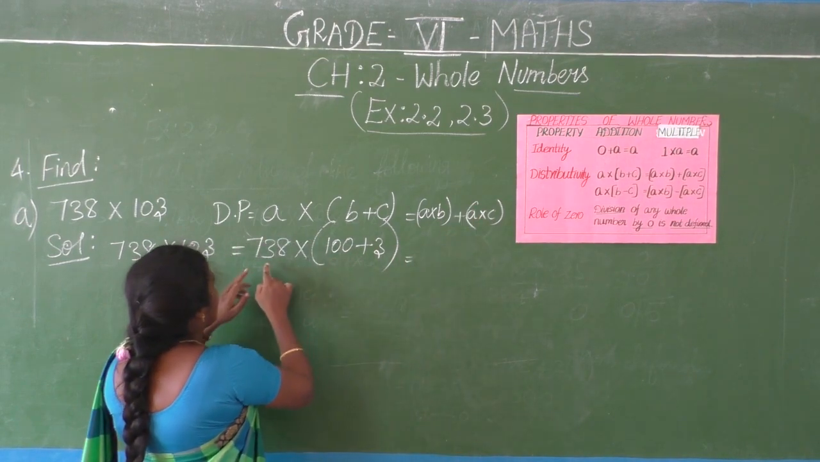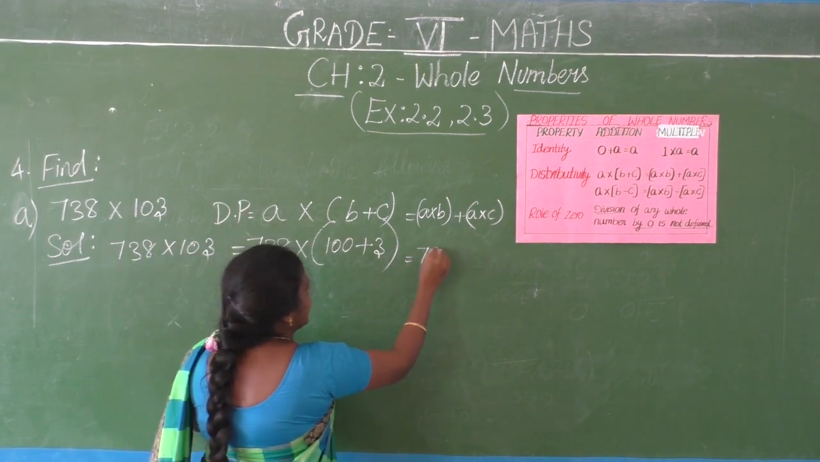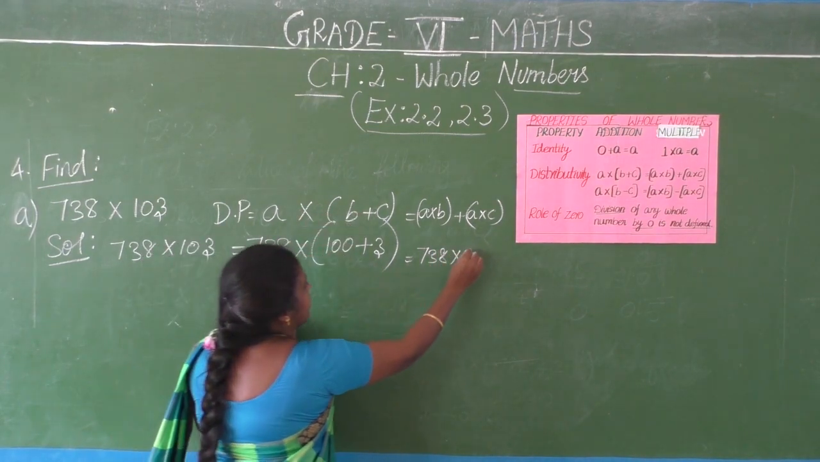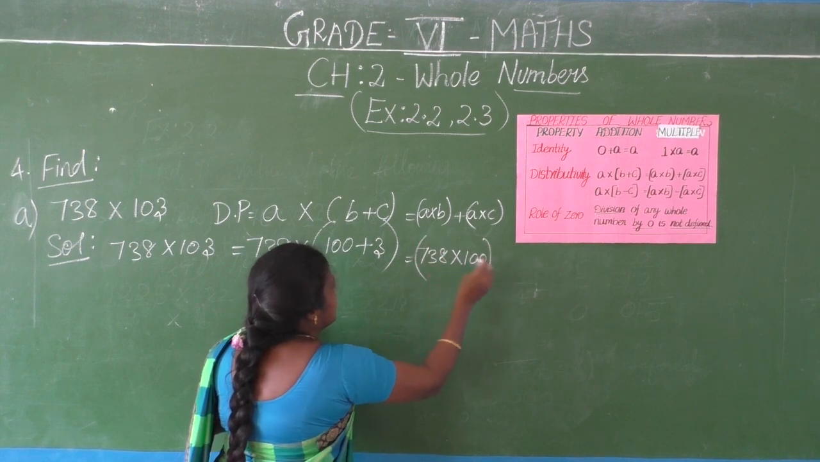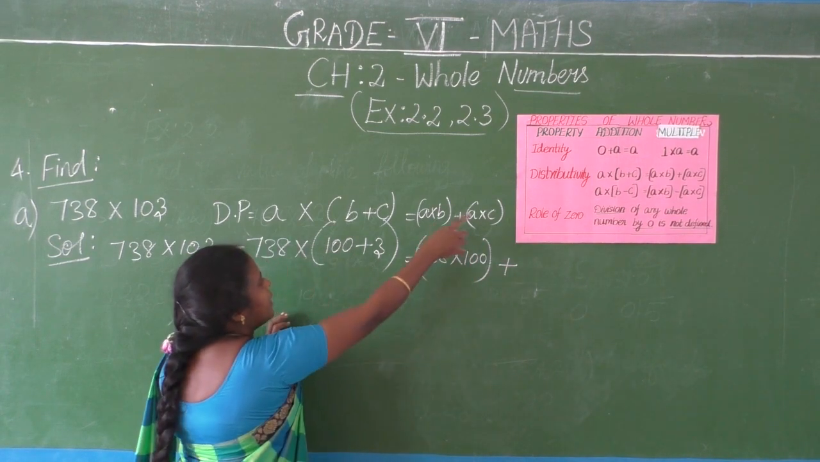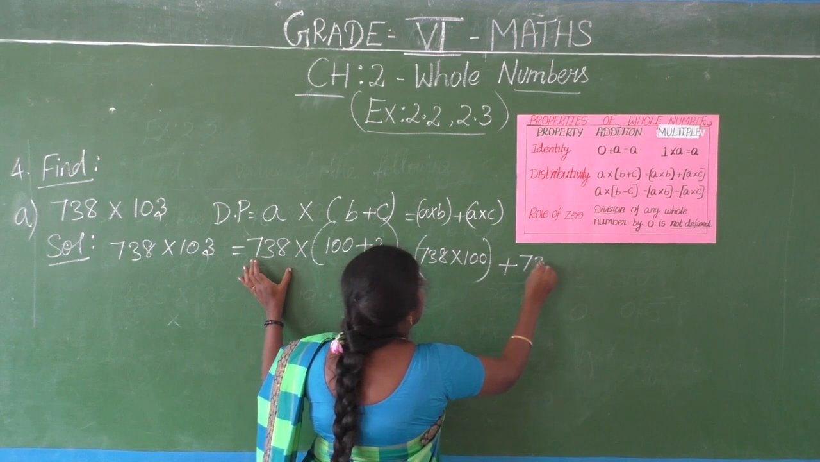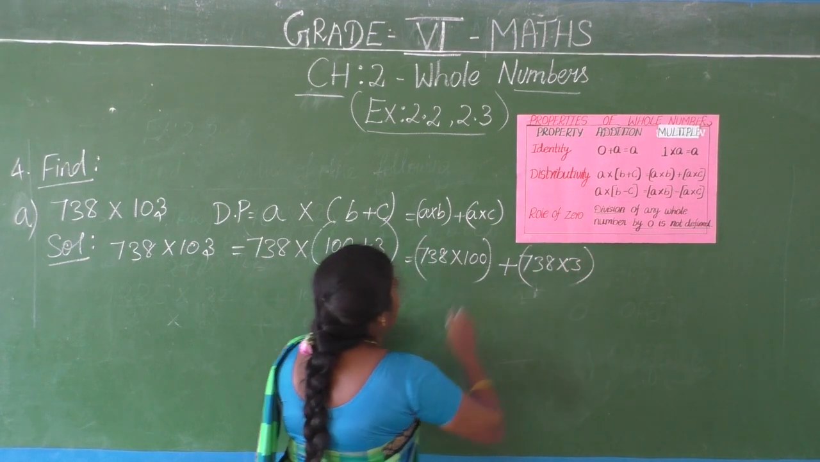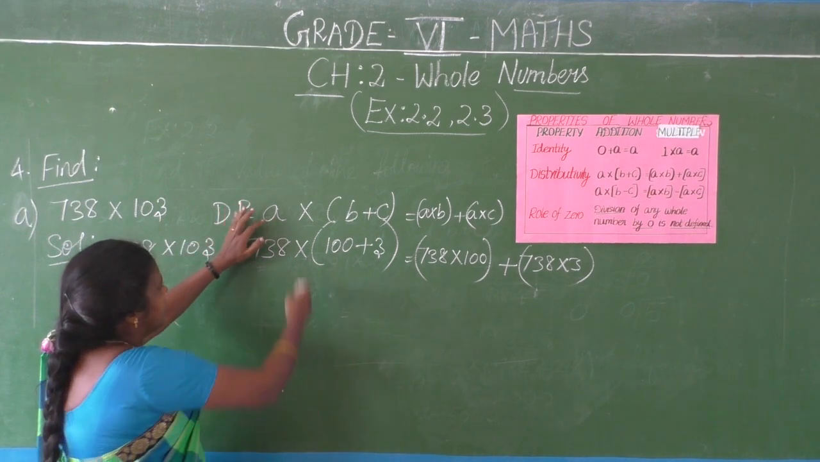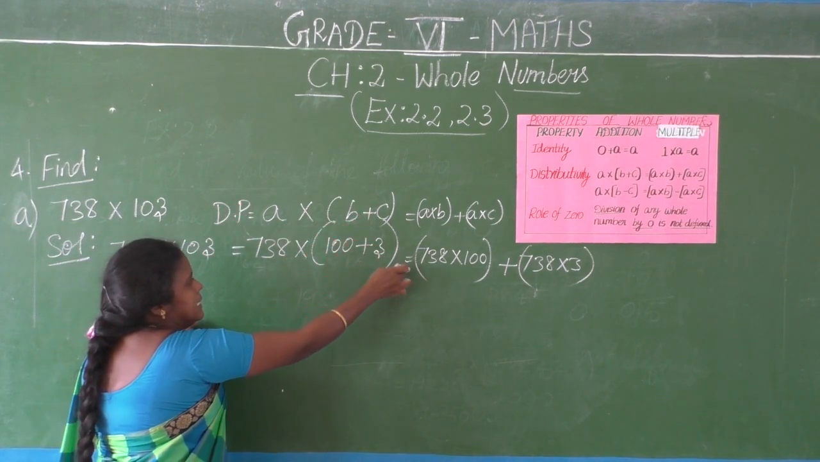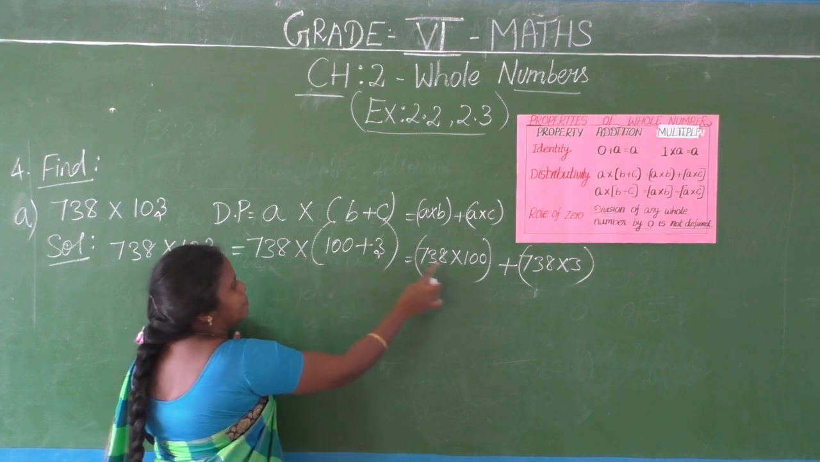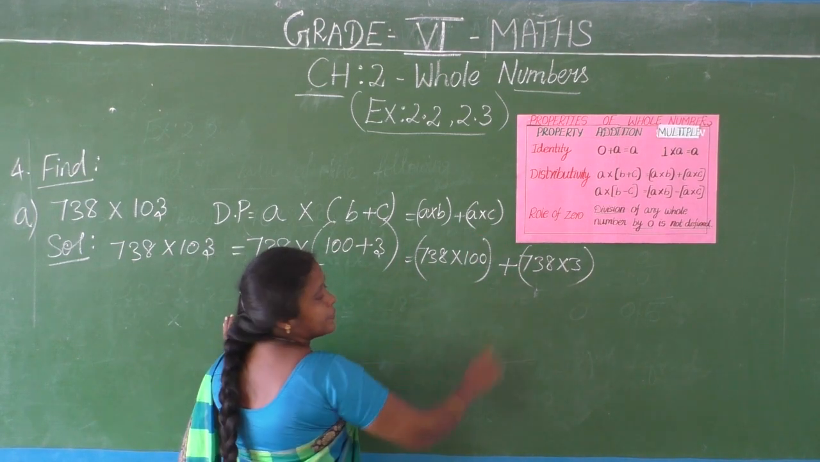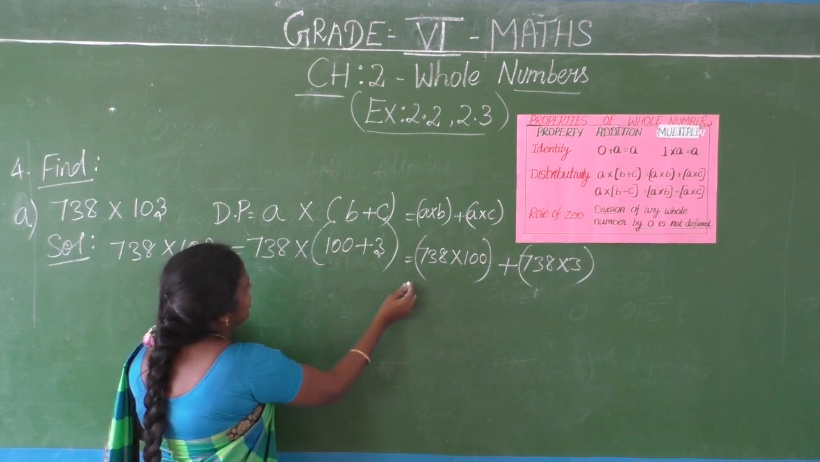Clear? So what is the A value? 738, into B value 100, plus A into C, 738 into C value 3. See, A into B plus C is equal to A into B plus A into C. Clear? Now I am going to solve this side.